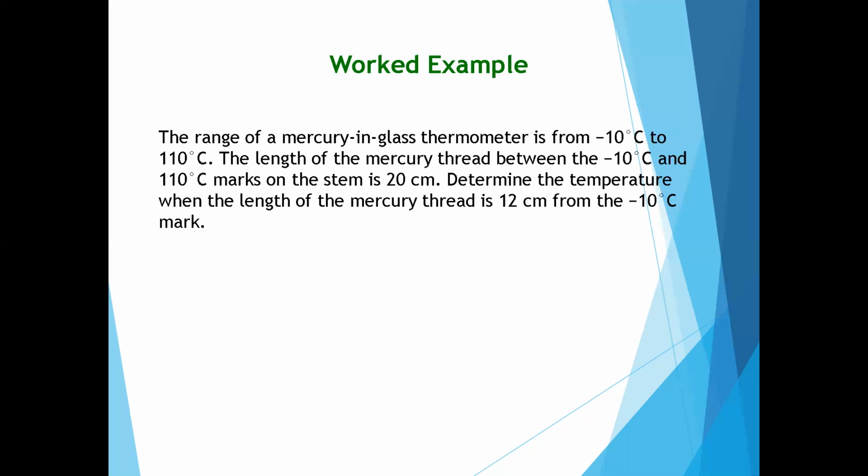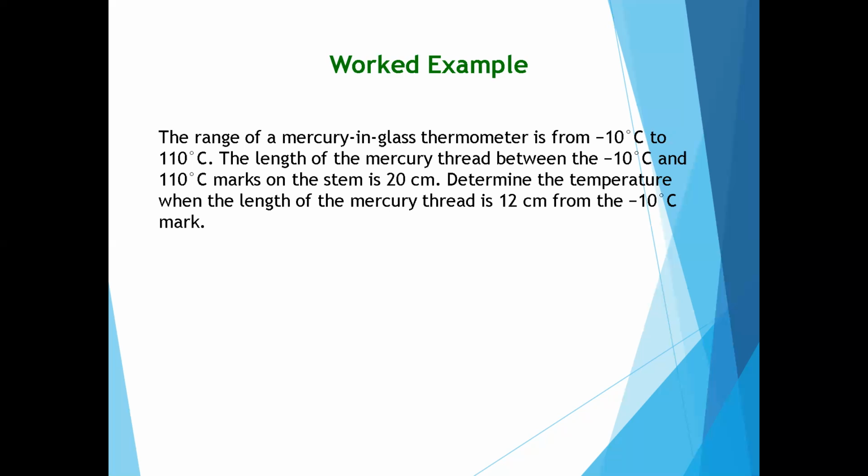From negative 10 to 0 you have 10 degrees Celsius. And then from 0 to 110, 110 degrees Celsius. So 10 plus 110 gives you 120. So the range is 120 degrees Celsius, because the range is the difference between the maximum and the minimum point. Then the length of the mercury thread between negative 10 and 110 marks on the stem is 20 centimeters. So for a range of 120 degrees Celsius, the length of the stem is 20 centimeters.